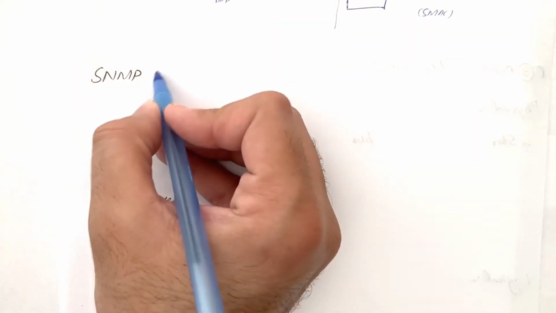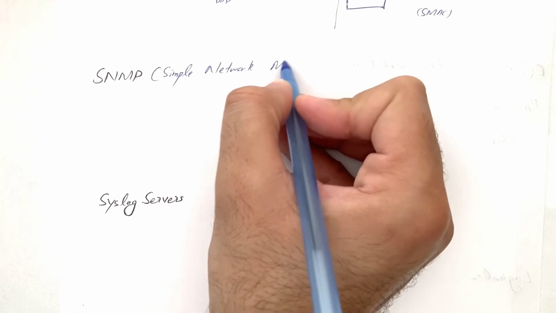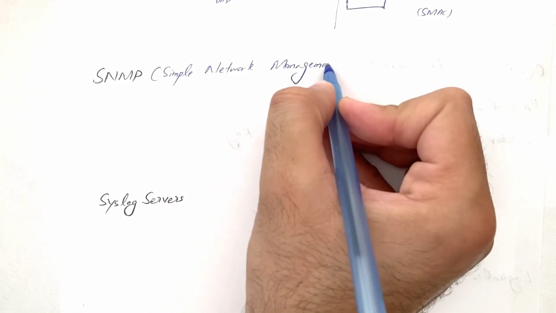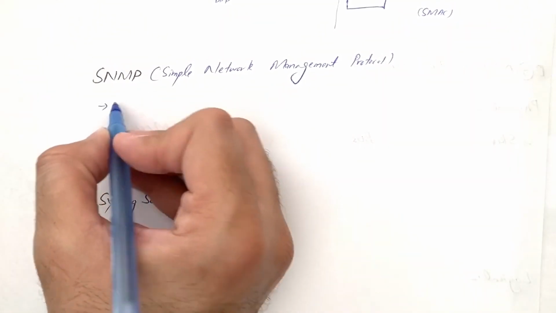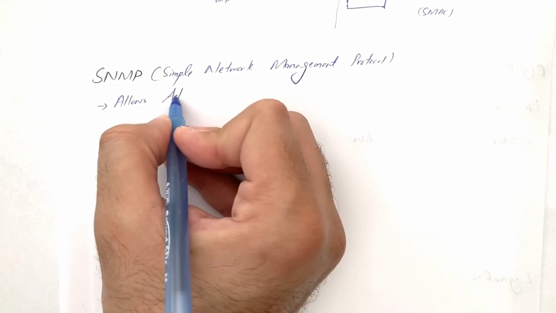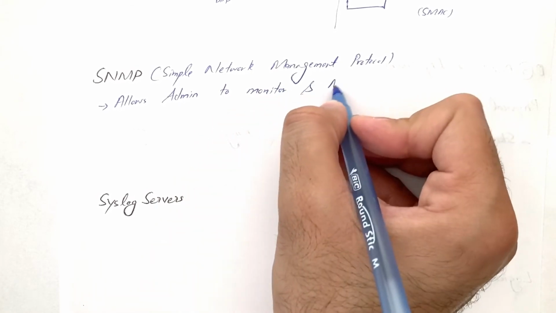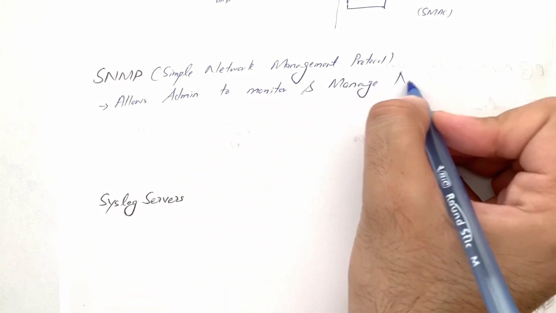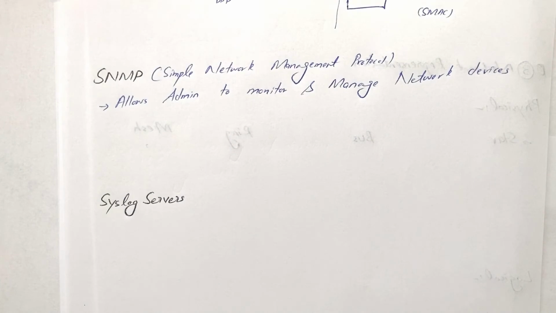SNMP is the Simple Network Management Protocol, which is basically a part of your TCP/IP suite, and it does come as an individual software as well. Through SNMP, administrators can monitor and manage network devices. So you can see which device is connected, how much bandwidth they're consuming, and stuff like that by using SNMP.